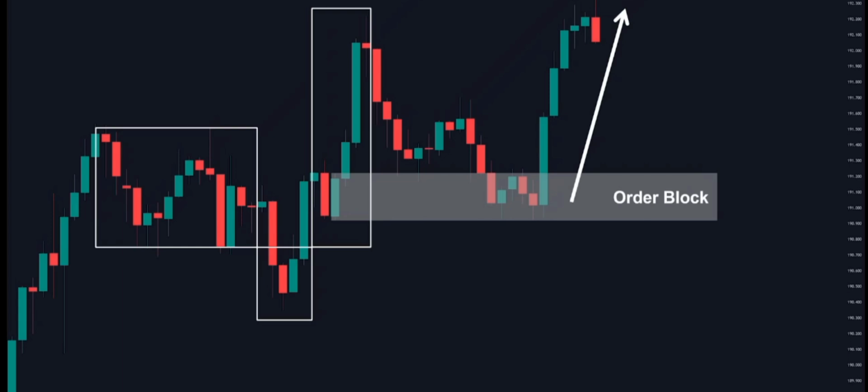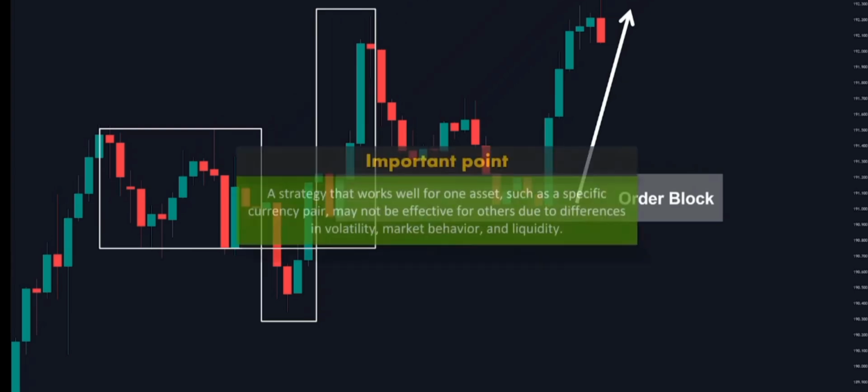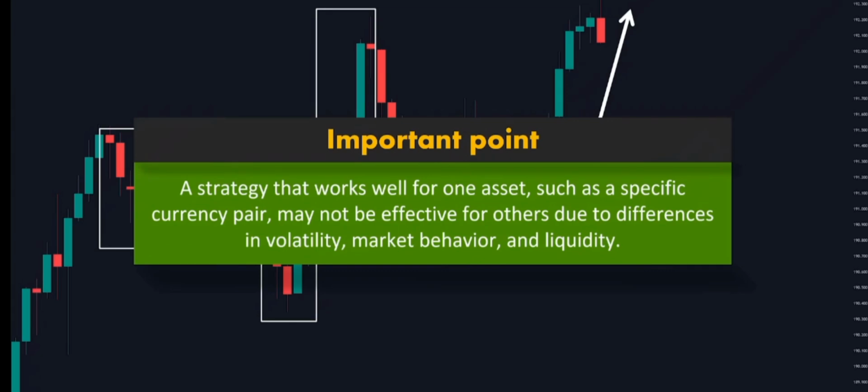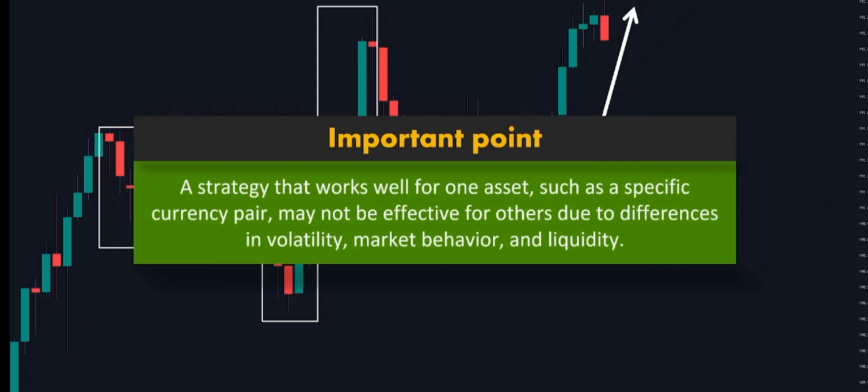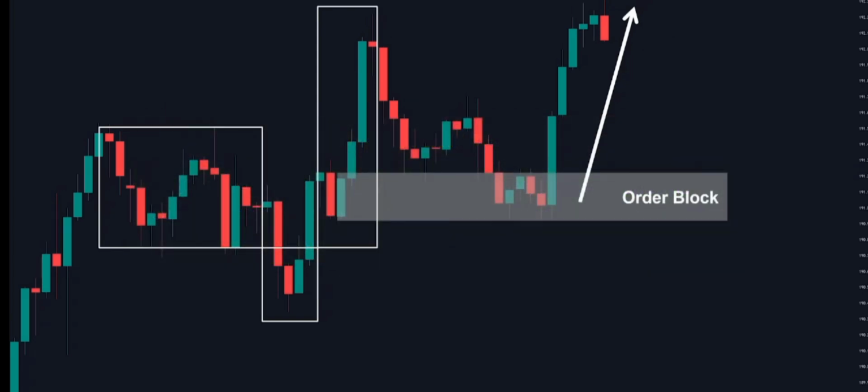Keep in mind that when testing a trading strategy, it's crucial to evaluate its performance across different currency pairs, stocks, and cryptocurrencies. This helps determine if it works for you and suits your trading style. A strategy that works well for one asset, such as a specific currency pair, may not be effective for others due to differences in volatility, market behavior, and liquidity. Observe how it performs in different trading sessions, scenarios, and time frames, and refine it based on your findings.